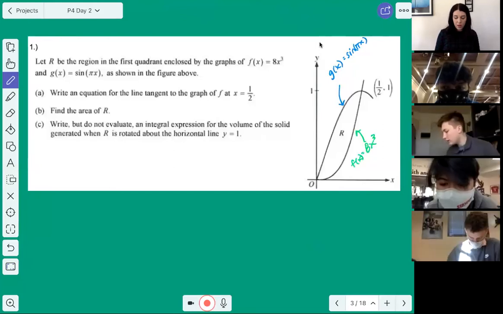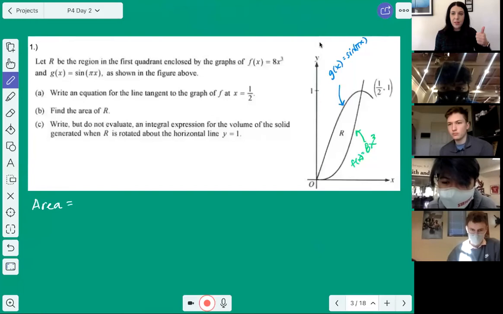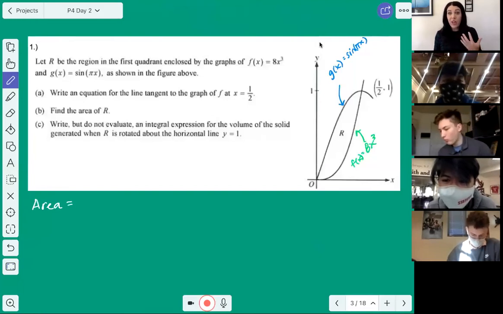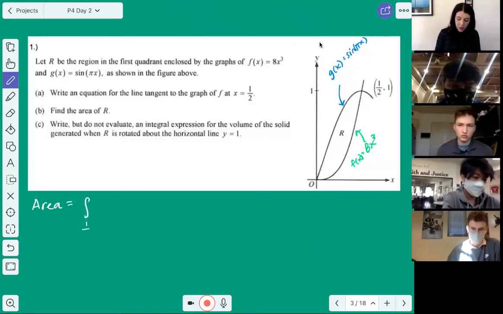I started off by writing it into the formula that we use. So instead of writing A equals, I wrote area equals. Thank you, Riley, because that's absolutely necessary. Please mark yourself off if you wrote A equals or even R equals. You need to write the word area equals. Fantastic. Keep going. Then the integral from x equals 1/2 to x equals 0.